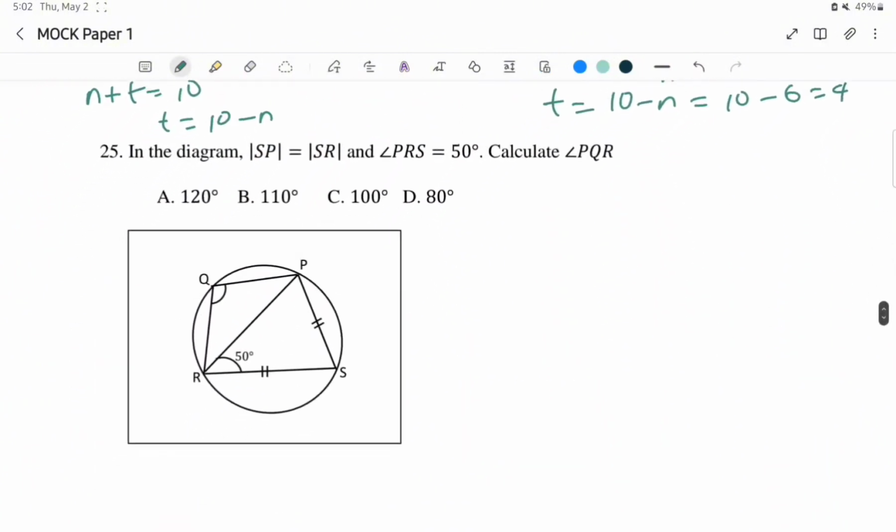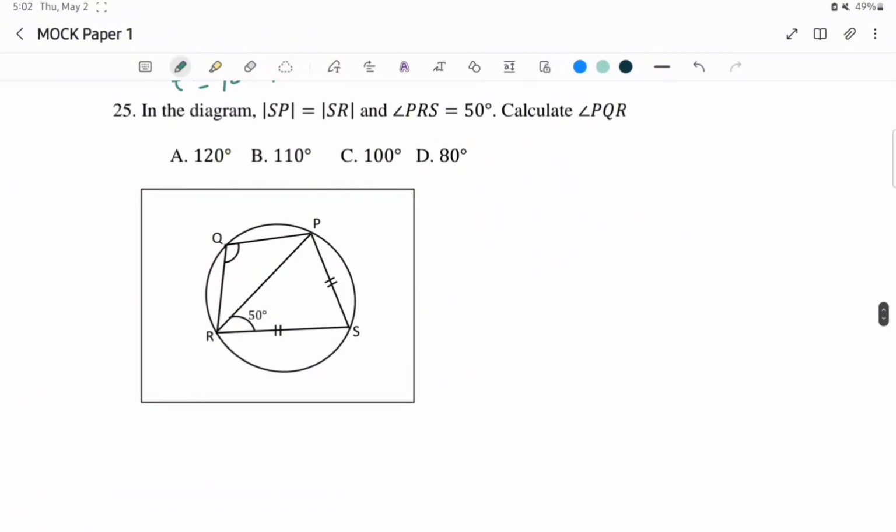In question 25, we have a circle geometry problem. We're asked to calculate the angle PQR, the angle right here. Well, I can say that this is a cyclic quadrilateral because the vertices Q, P, R, and S are on the circumference of the circle. And at the same time, we can see that the triangle PRS in the circle is an isosceles triangle because in the question we are told that SP and SR are the same, and in fact they've used this sign to denote that they are actually equal.